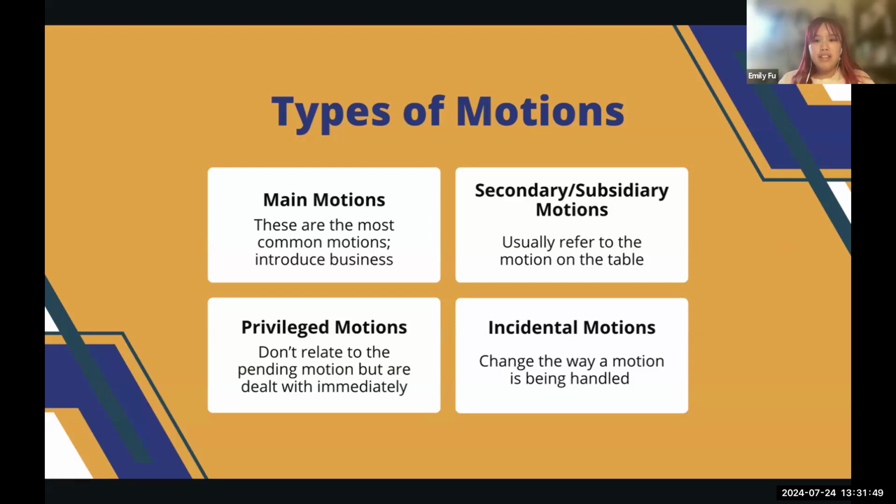And there are also incidental motions. It just changes the way a motion is being handled. So this doesn't have anything to do with the motion itself. It's usually like you're trying to appeal the chair's decision, and you want to clarify something. So it'll be like point of order. Next slide, please.